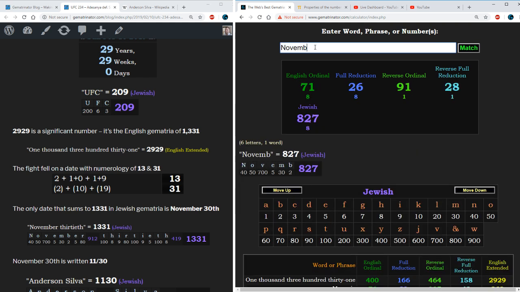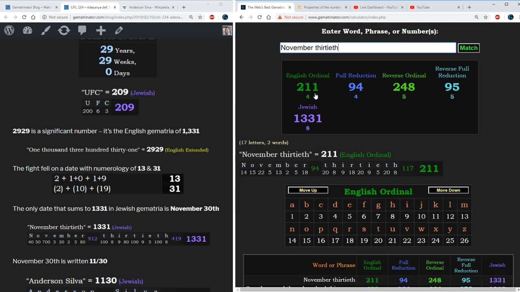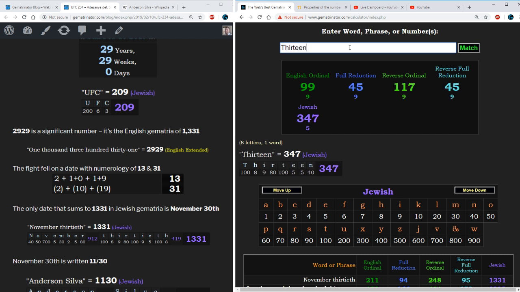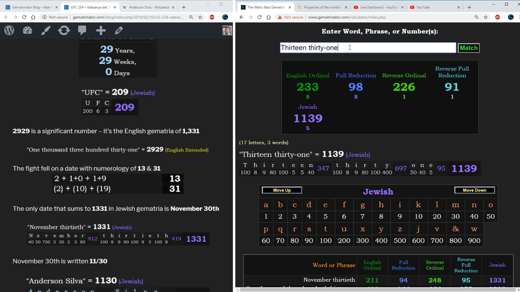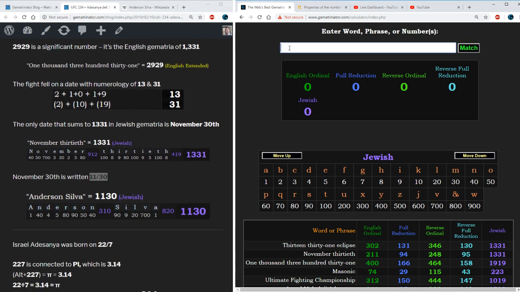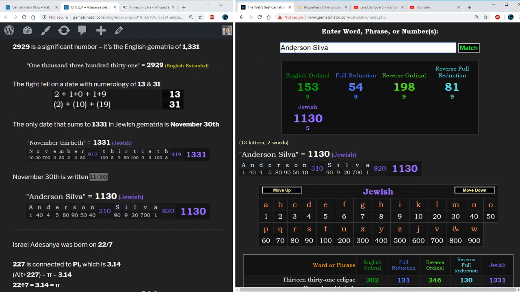In Jewish Gematria, there's only one date that sums to 1331. That would be November 30th. November 30th was the date of the only total solar eclipse in the year 1331. In the same method, 1331 eclipse equals 1331. The date November 30th is written 11/30, and I find it interesting that Anderson Silva equals 1130, which is perhaps why the 1331 is so significant to him.